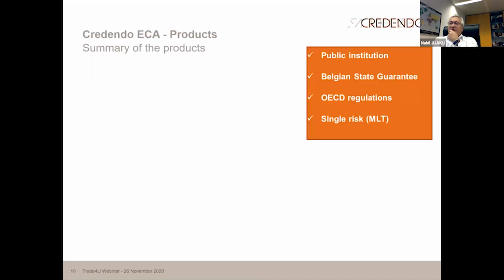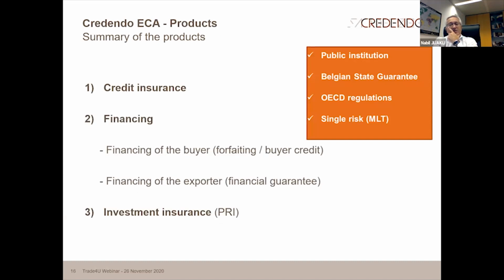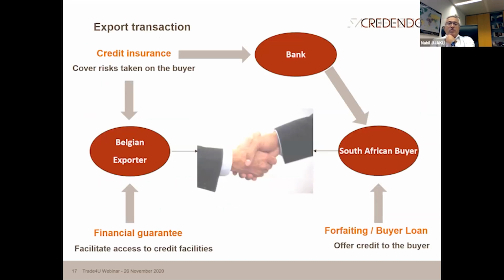We provide basically three kinds of products. And here I'm speaking about the public institution working with the Belgian state guarantee. We provide credit insurance. We provide financing. This can be financing of the buyer, so your client, a buyer credit. For the public tender, for the administration, it's less relevant. But we can finance the exporter himself by providing him the funding he needs. And then investment insurance.